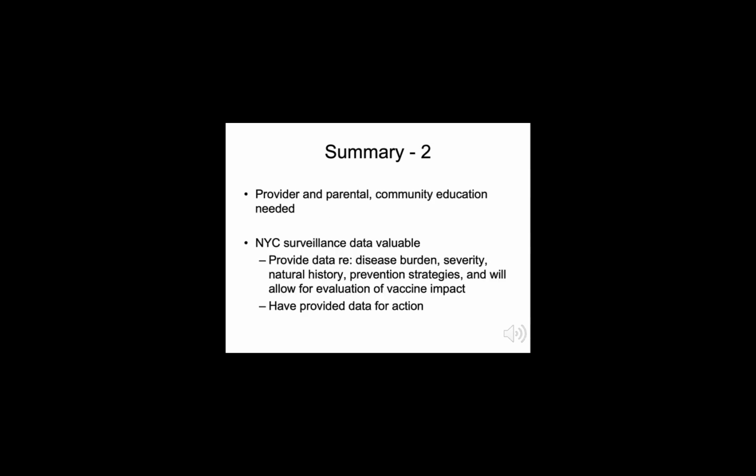And of course, eliminating exposure to direct or genital suction could reduce some neonatal herpes cases on the order of 1 to 5 a year. Provider, parental, and community education regarding neonatal herpes is needed. Neonatal herpes surveillance in New York City has provided very valuable data. We use our data to describe the disease burden and the severity of infection among New York City infants, to discuss the natural history and possible prevention strategies, and eventually our data will allow us to evaluate the impact of vaccine. Most important, the surveillance process has provided information about neonatal herpes that provides data for action. This concludes my lecture. I hope it's been informative.